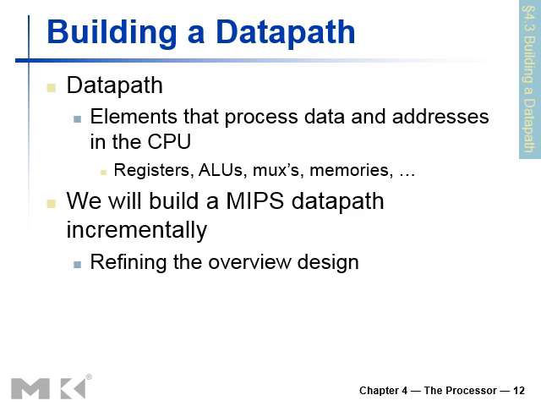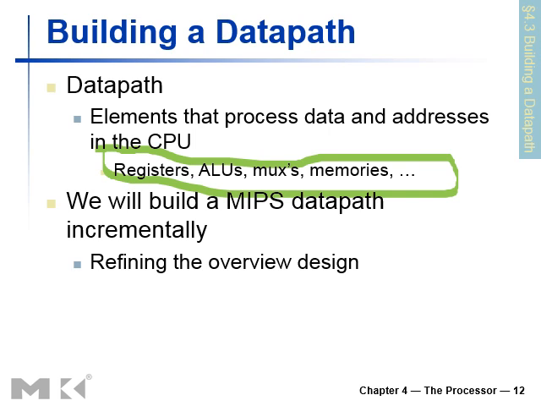Now, how to build a data path? Basically, a data path consists of the elements that process the data and addresses in the CPU. So all those hardware elements that are used to process our data and addresses in the processor are known as a data path. And we will discuss the single cycle MIPS data path, that is the single cycle data path, and we're going to define or refine our design incrementally with each step according to each instruction, and see what changes are required in order to implement that particular data path.